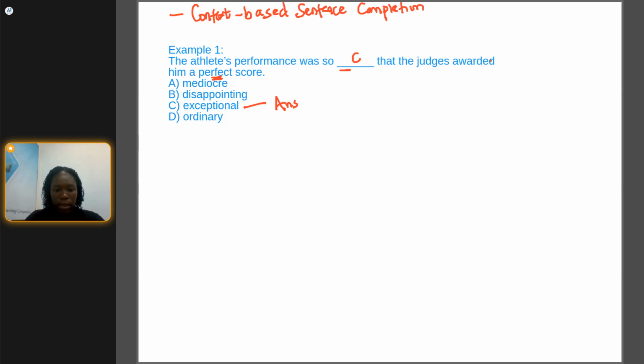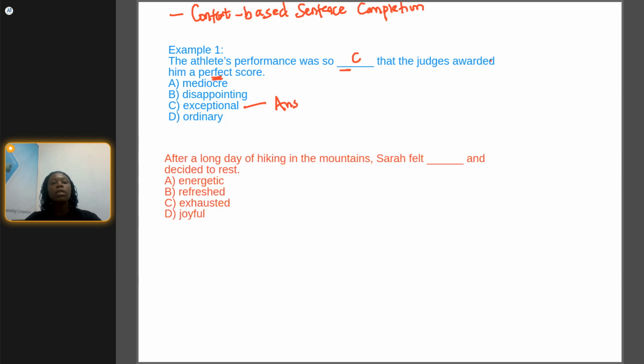All right. The second example says, after a long day of hiking in the mountains, Sarah felt dash and decided to rest. Sarah felt dash and decided to rest. All right, let's have this on the board. After a long day of hiking in the mountains, Sarah felt dash and decided to rest. This is context.